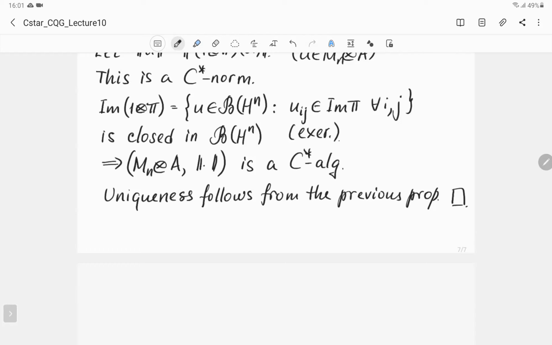Okay, so that's all for today. At the next lecture, we extend this construction to arbitrary C-star algebras. So we'll use the second Gelfand-Naimark theorem to construct a C-star norm on the tensor product of two arbitrary C-star algebras. And this will give us the so-called minimal or spatial C-star tensor product. Okay, thank you.